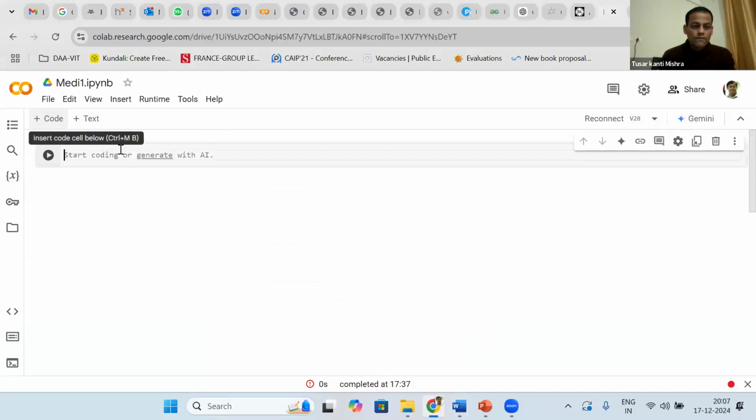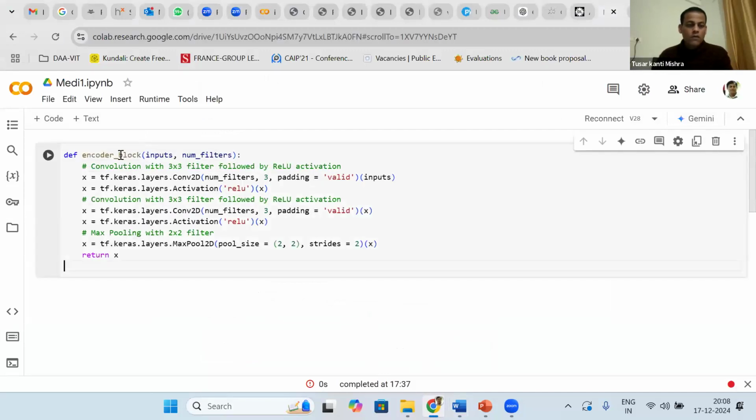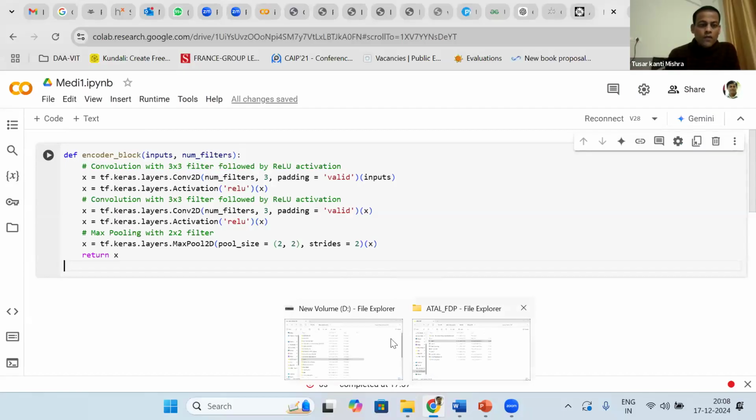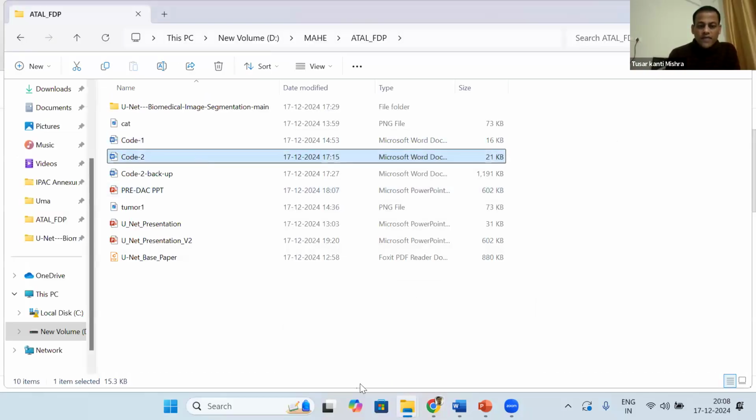This is a Python code. So let us run this. What is happening here? This is the encoder block. We have a convolution with a 3x3 filter, followed by ReLU, the rectified linear unit activation function. First we'll do this with the help of Keras, and the second code that I'll show here will be done with the help of TensorFlow.